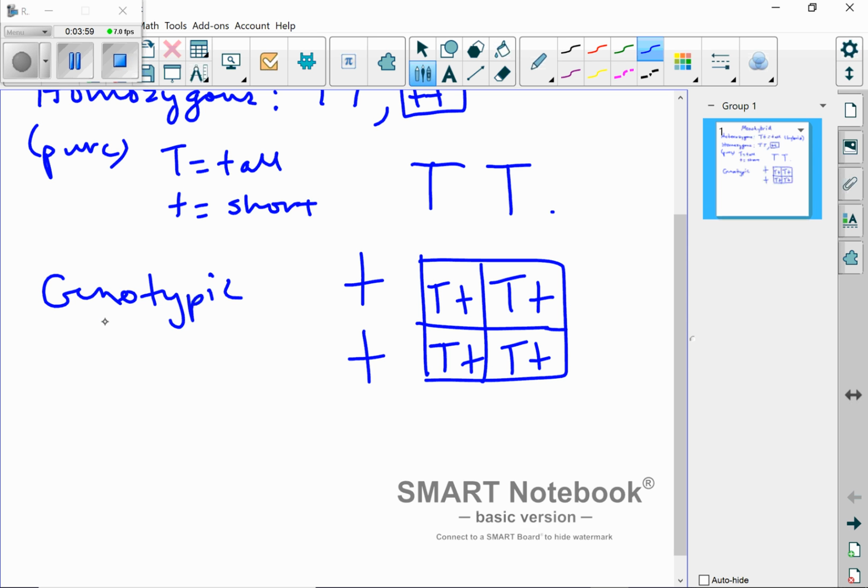So remember, genotype are the genes for the trait. So we're going to say how many of the offspring would be big T, be homozygous dominant. And as you can see, there's going to be none.